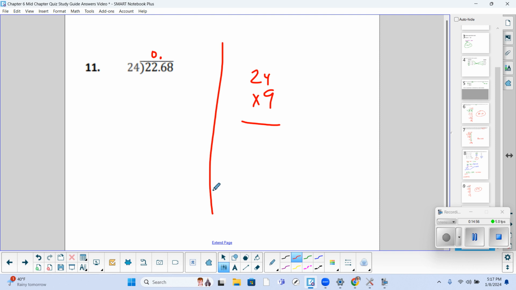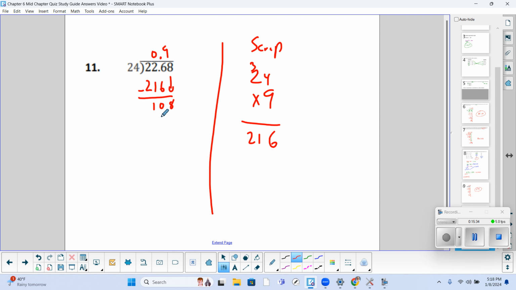Sorry, this is where I use my scrap work to calculate the numbers that would go here in my neat work. 9 times 4 is 36, carry the 3. 9 times 2 is 18, plus 3 is 21. So 9 times 24 is 216. So what's my remainder? Subtracting, the remainder is 10. So now I bring down my 8. How many times does 24 go into 108?